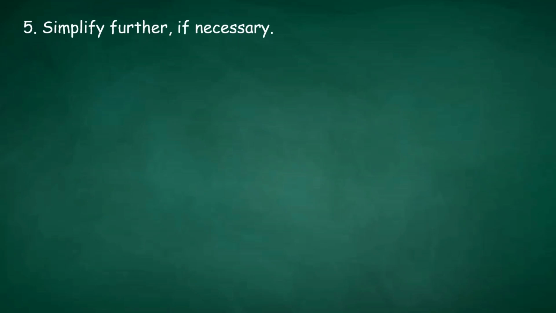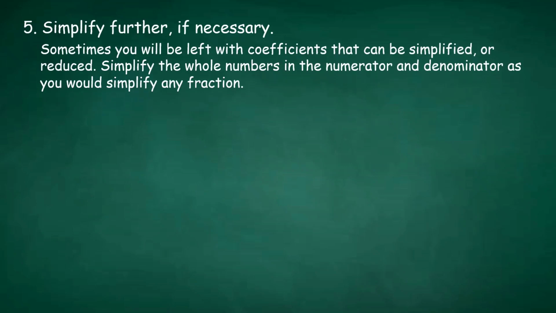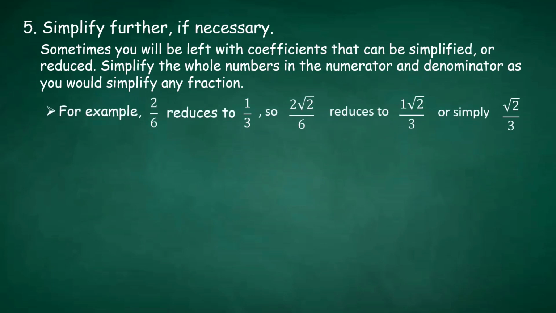5. Simplify further, if necessary. Sometimes you will be left with coefficients that can be simplified or reduced. Simplify the whole numbers in the numerator and denominator as you would simplify any fraction. For example, 2 over 6 reduces to 1 over 2, so 2 square root of 2 over 6 reduces to 1 square root of 2 over 3, or simply square root of 2 over 3.